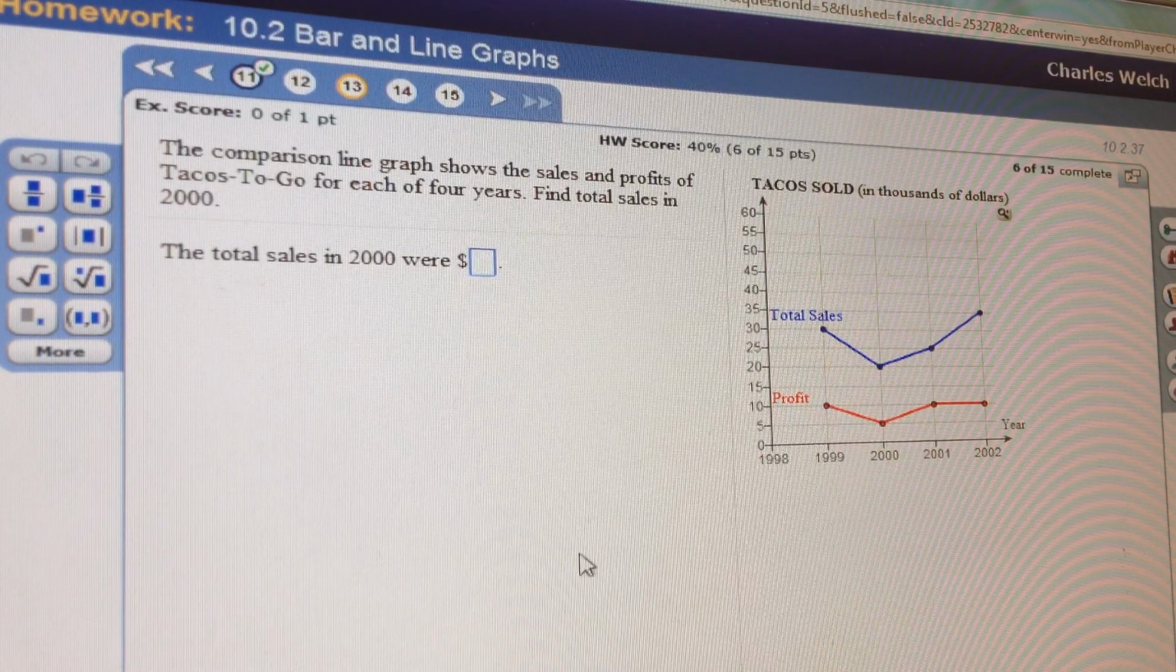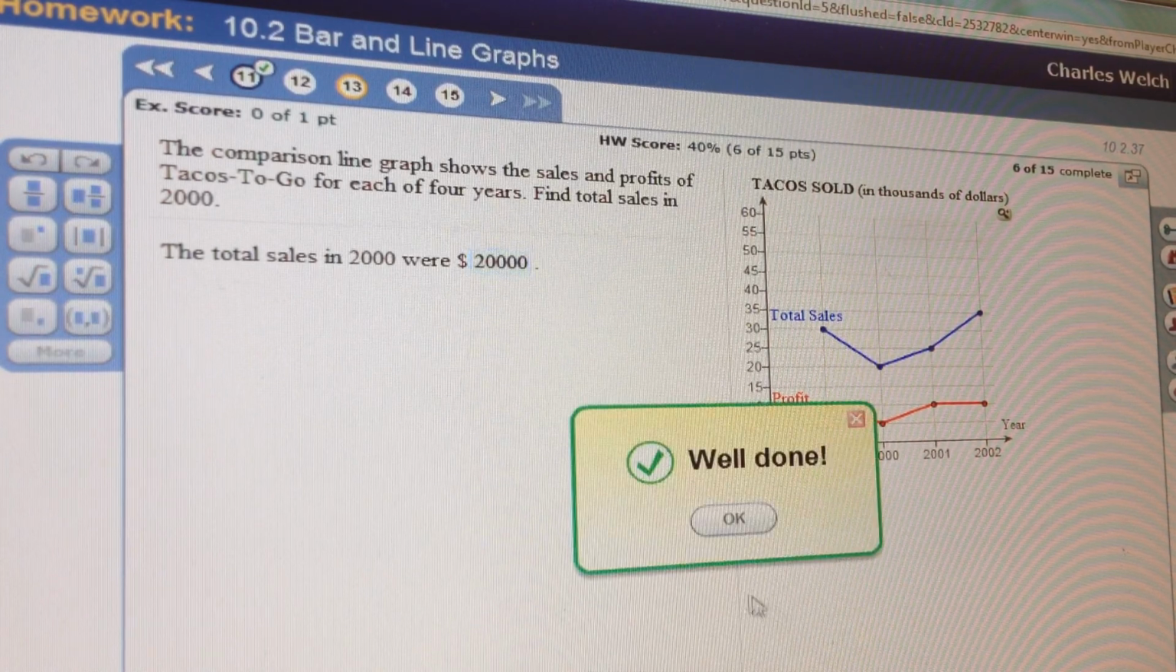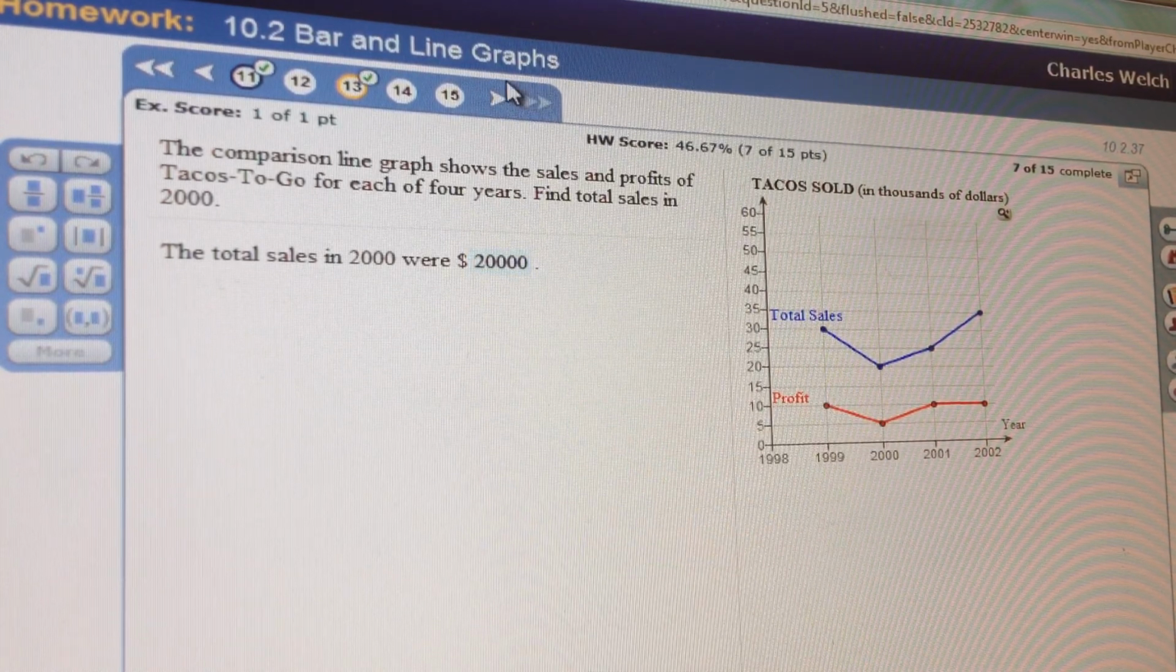This is another line graph that shows sales over a period of time for a tacos to go business and their profit over that period of time. Okay, so 1998 to 2002. All right, so they're asking the total sales in the year 2000 were, okay, total sales are going to be here. Let's carry that on out here. Total sales are 20, and this is in thousands of dollars, so total sales would be 20, 3 more zeros, $20,000. Okay, so you get a feel for that.